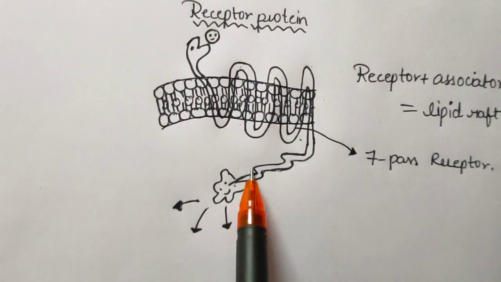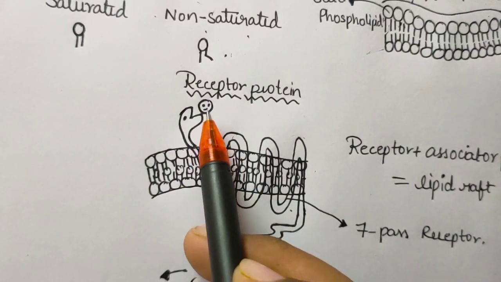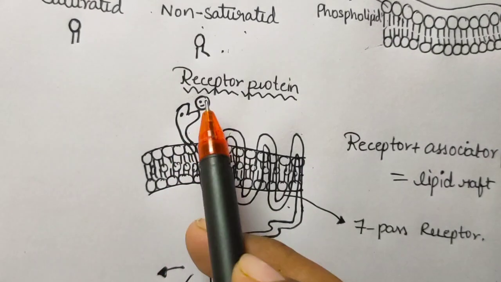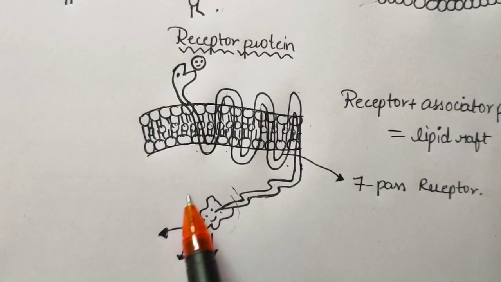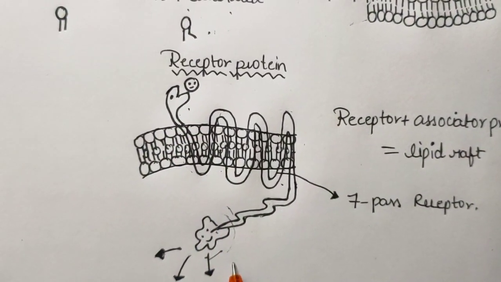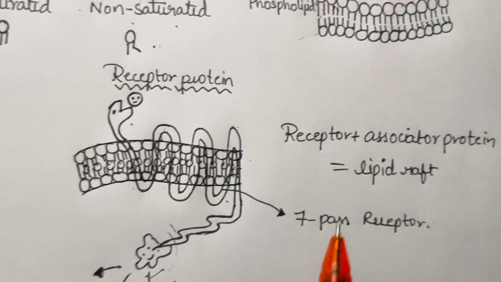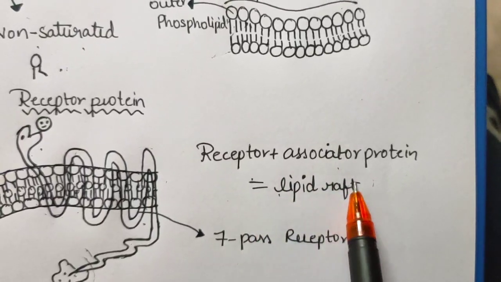Then it has an associated protein, and this is the receptor where the molecule is bound, and the stimulus is taken from external stimuli and it gives signals inside the cell, so it is converting external stimuli to internal stimuli, where we can say the receptor with associated protein is also known as a lipid raft.